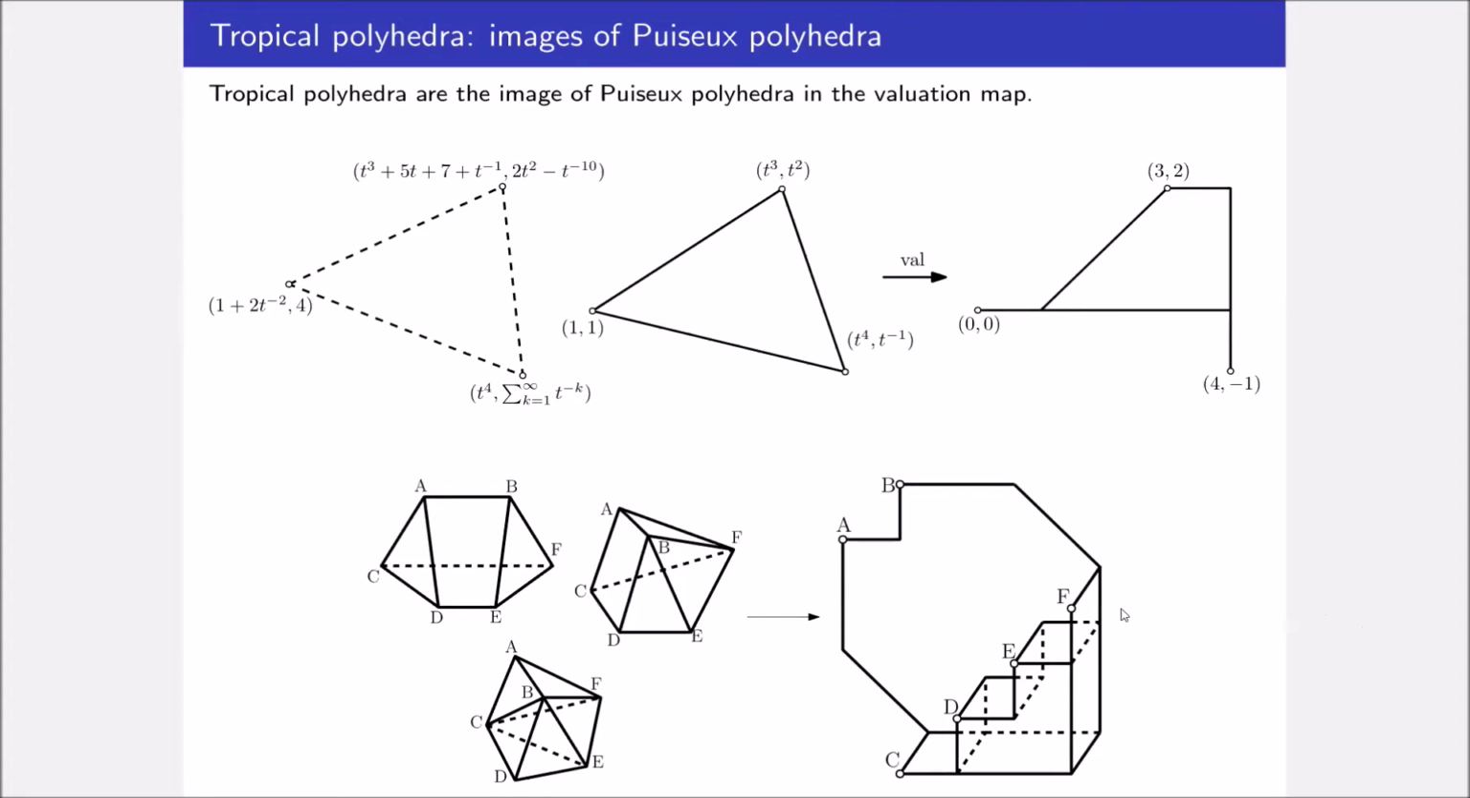And there are lots of different tropical Puiseux polyhedra that map down to this tropical polytope. But crucially, whereas in this previous example we just got triangles that map down to this triangle, here we have different combinatorial types that can map down to the same tropical polyhedron. So for example, if I look at this Puiseux polyhedron here, I have a face ACD, whereas if I look at this bottom one, ACD is not a face of this ordinary polyhedron, but they both map down to the same tropical polytope. And this will become an issue, as we will see soon.